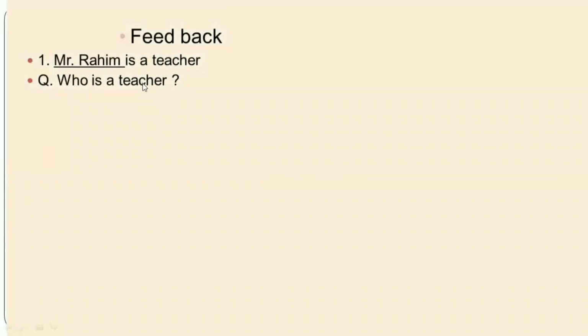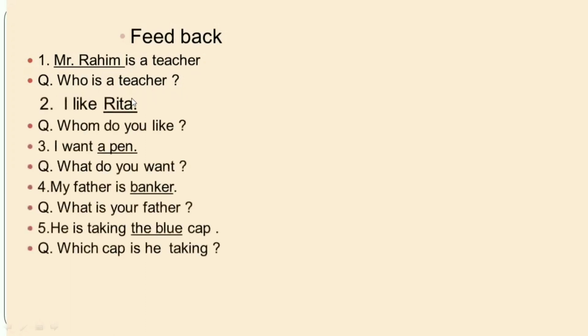Mr. Rahim is a teacher. So my dear student, Rahim, Mr. Rahim, here the underlined word is a person. So at first you have to write who will be used, then the auxiliary verb is, and a teacher, and question mark. Who is a teacher?